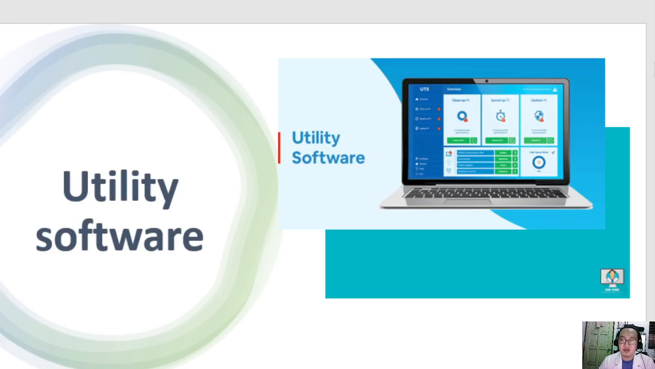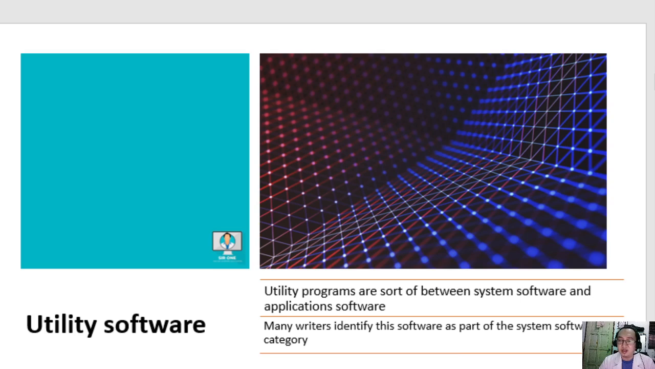Then we have utility software. These are very important softwares, or programs. They add power to the functioning of the system software. They support the operating system or application software. And utility software also has different types. These types can explain the majority of the programs of these utility softwares or utility programs.